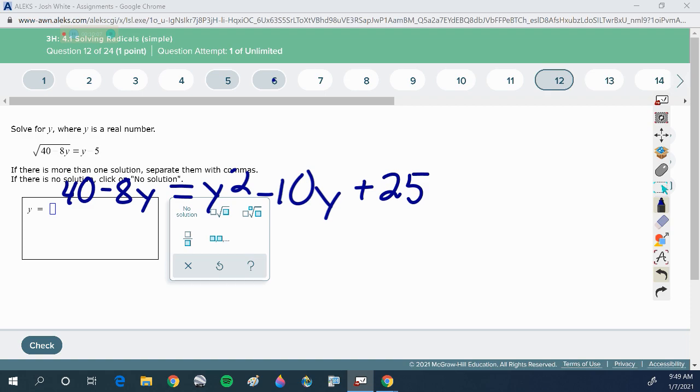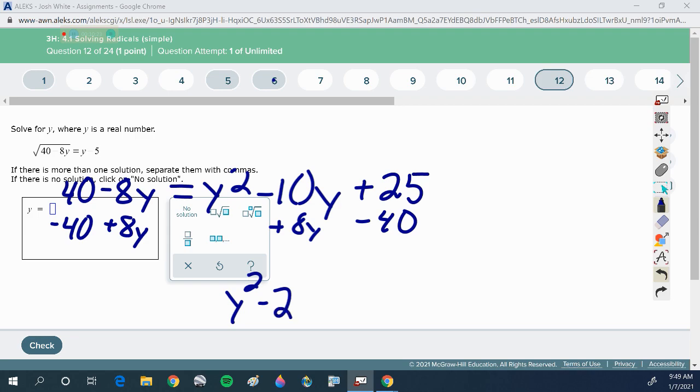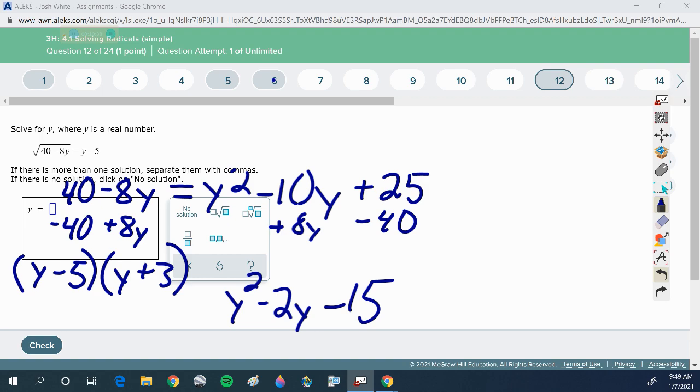So I need to get everything on the right side. Subtract 40 and add 8. Subtract 40. Oh, I did it wrong. Add 8y and subtract 40. And I get y squared minus 2y minus 15. Two numbers that multiply to be negative 15 and add to be negative 2. Y minus 5 and y plus 3. So y equals 5 and negative 3. Now we need to plug those in.